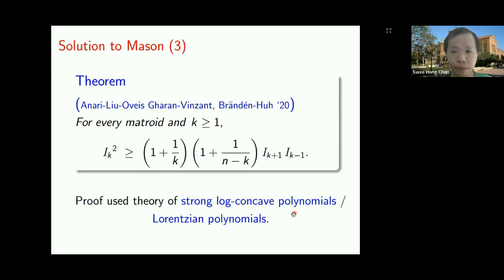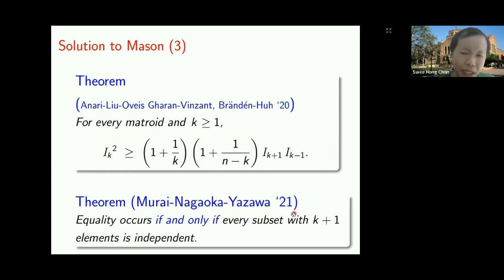And just last year, this work was pushed a little bit further by Murai, Nagaoka, and Yazawa, where they show that equality can occur in this Mason's inequality if and only if every subset with k plus 1 elements is independent. Notice that the if condition was already known by Mason 50 years ago. But it's only now that the only if condition is known, so we now know that these are the only equality cases. For all other cases, this inequality is strict.